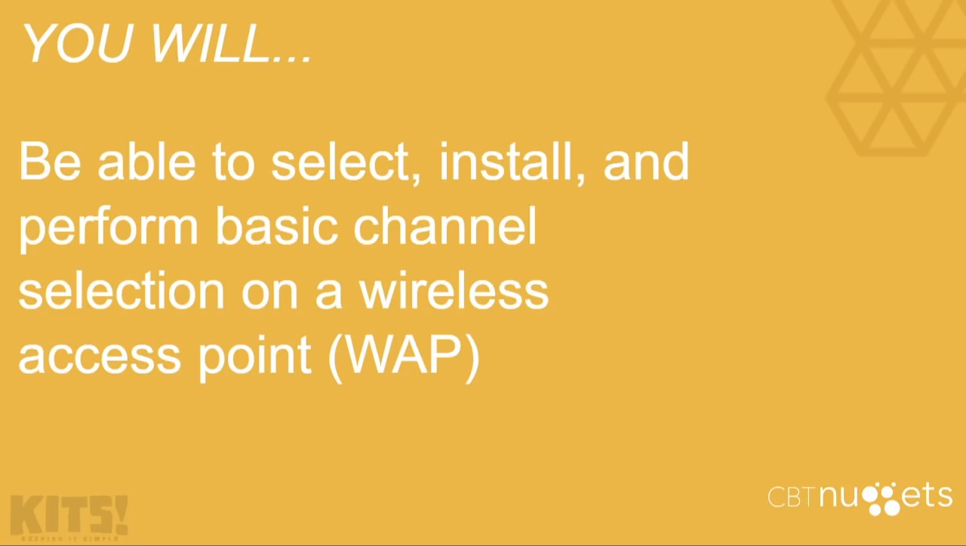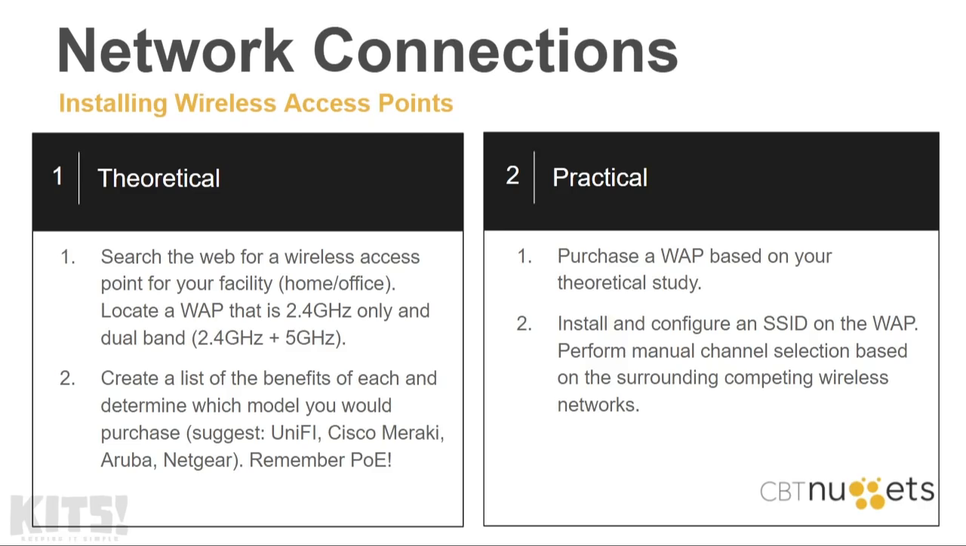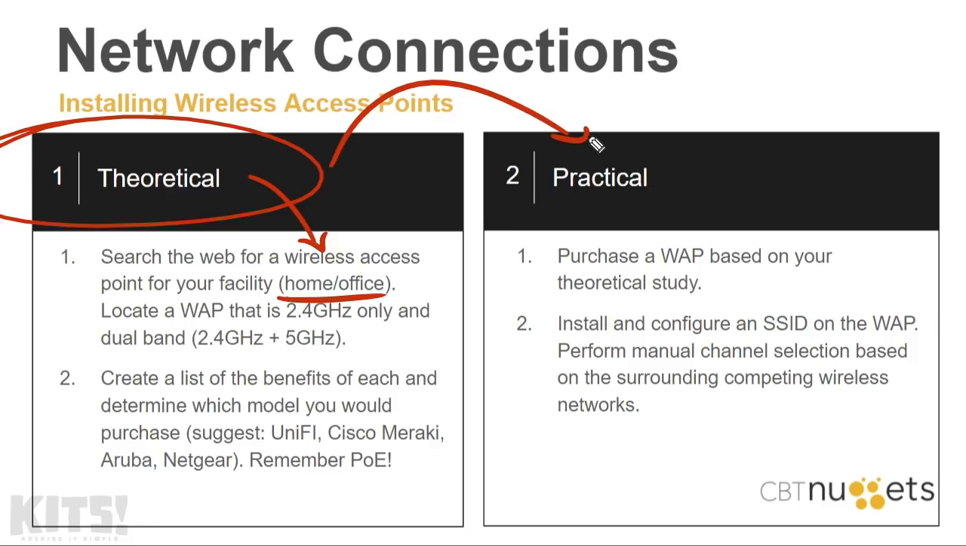Now, I said at the beginning, you will be able to select, install, and perform basic channel selection on a wireless access point. Here's how we're going to prove that. I'd like you to go on an expedition and search the web for a wireless access point for your facility, your home or office. If it's truly theoretical, one that is make-believe. If it's something that you can actually do, you're preparing yourself for the practical section right ahead. Locate a WAP that is 2.4 gigahertz only, and then also a dual band WAP, one that supports both frequencies. I'd like you to take them and list the benefits and pricing around each one of them.